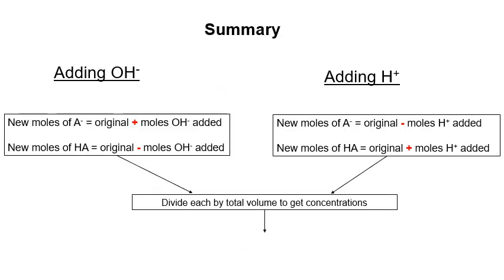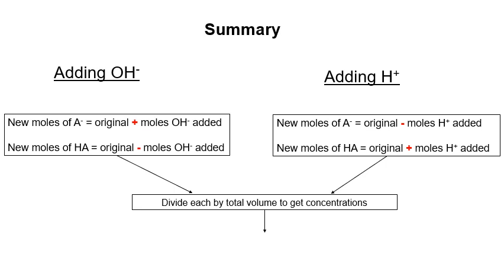So this is just a summary slide. So you can see on the left we've got the process when OH minus is added, and on the right we've got the process when H plus is added. So you can see I've just summarised. So for your OH minus, to get your new moles of A minus, you do original plus the hydroxide added, and your new HA is the original minus the OH minus added. And then for H plus, the new moles of A minus is the original minus the H plus, and the new moles of HA is the original plus the moles of H plus added.